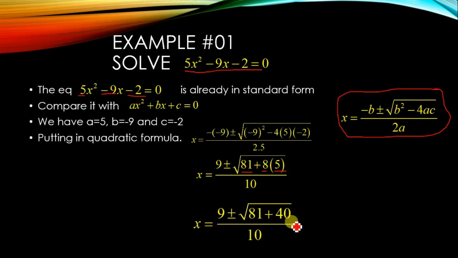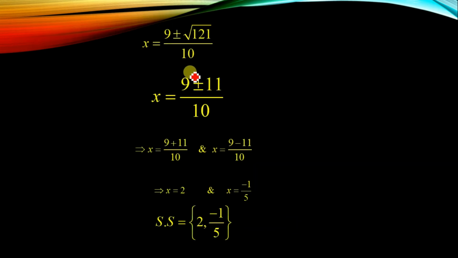81 plus 40 will be equal to 121 upon 10, and we know that the square root of 121 is 11. So x will be equal to 9 plus minus 11 by 10. Once I have to write x is equal to 9 plus 11 by 10, and further I have to write x is equal to 9 minus 11 by 10. So x will be equal to 9 plus 11, 20 by 10 is equal to 2, and 9 minus 11 is minus 2 upon 10. So the solution set will be equal to 2 and minus 1 by 5.